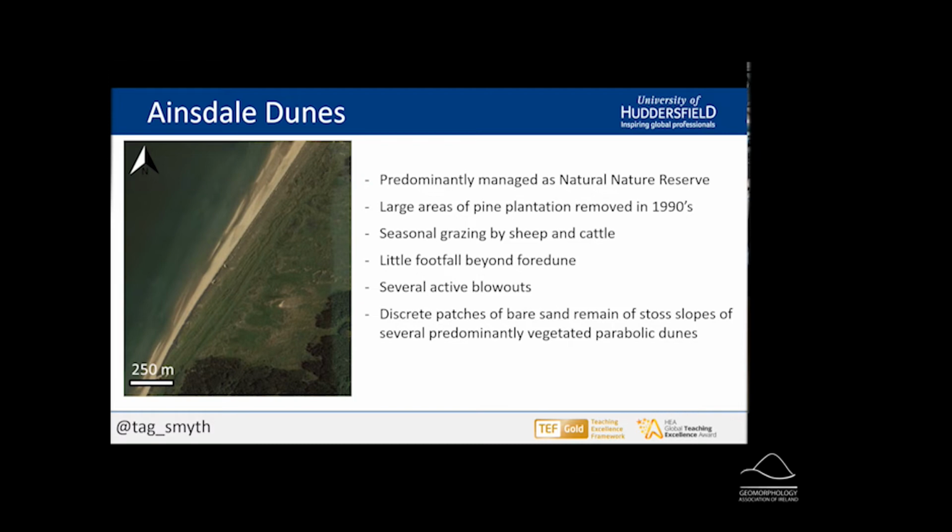Surprisingly, considering it's so close to Liverpool and it's a relatively popular coastline, there's relatively little footfall beyond the fore dune. So a lot of people are walking up and down the beach, but not many people go into the dune. There isn't a local car park. It's quite inaccessible, so there's relatively little footfall. So there's not much anthropogenic influence beyond the fore dune itself.